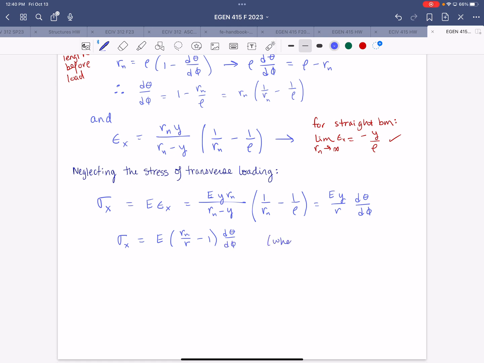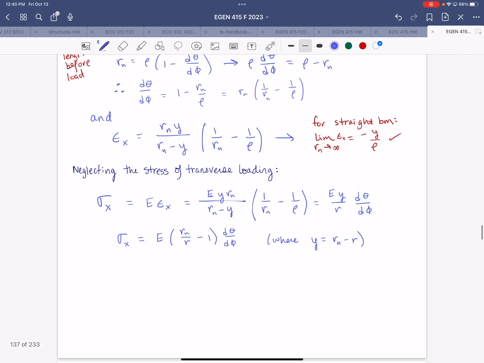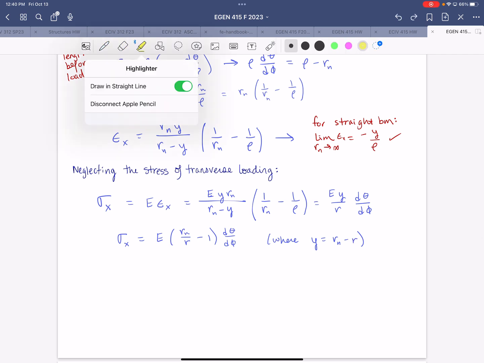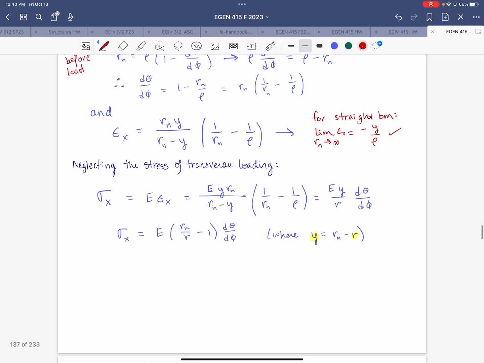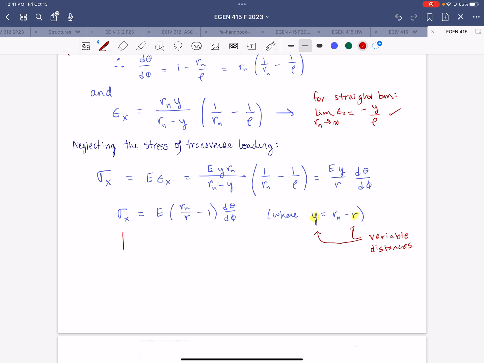And this is where we made a substitution to get there, so y is equal to Rn minus r. Remember that both y and lowercase r are variables. All right, so this is the distribution of bending stress over the beam cross-section. And as you can see, it is also not linear.